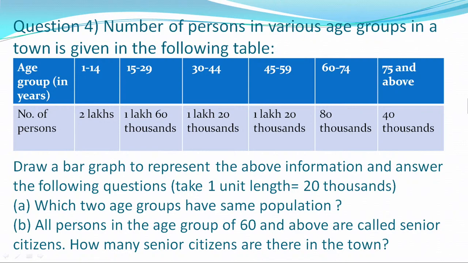Here he has given us a hint that one unit length can be taken as 20,000. See, till now we were doing questions with very small numbers. Here we have large numbers involved, so we will be taking one unit length as 20,000. And we will also answer the questions. Which two age groups have the same population? And all persons in the age group of 60 and above are called senior citizens. How many senior citizens are there in the town? Okay, children, let's first draw the bar graph and see.